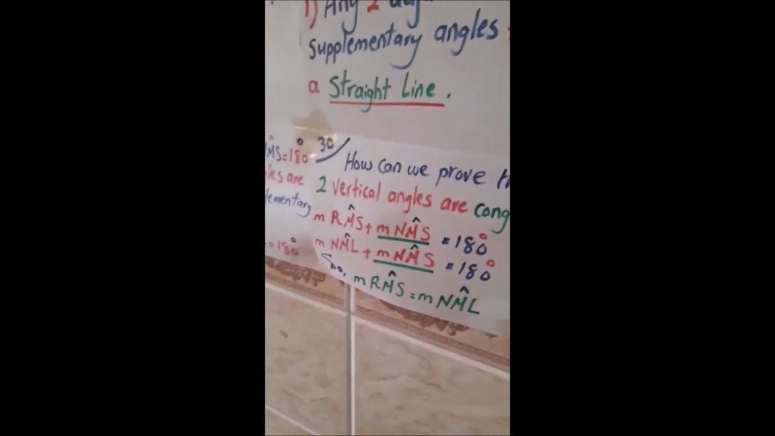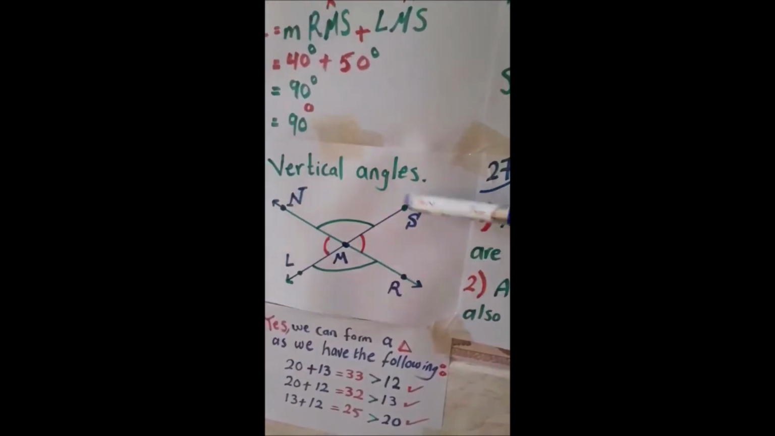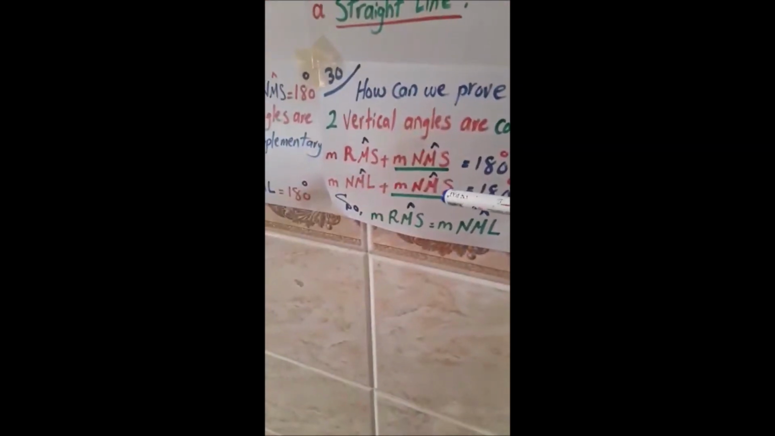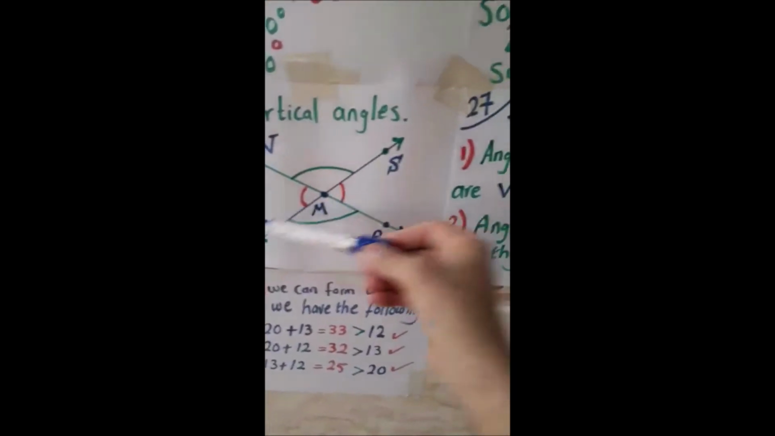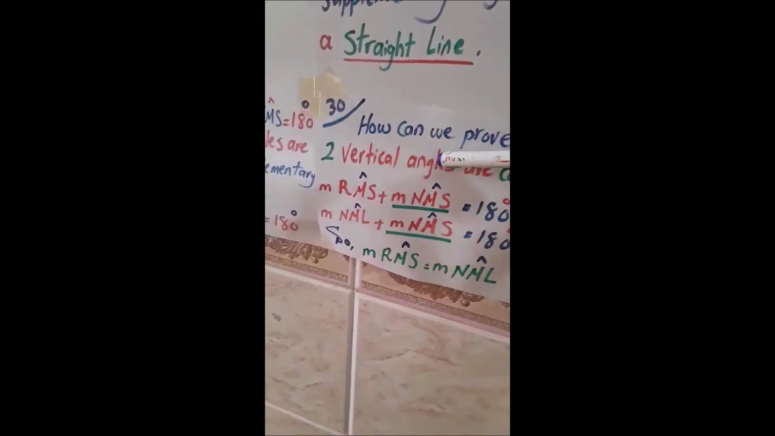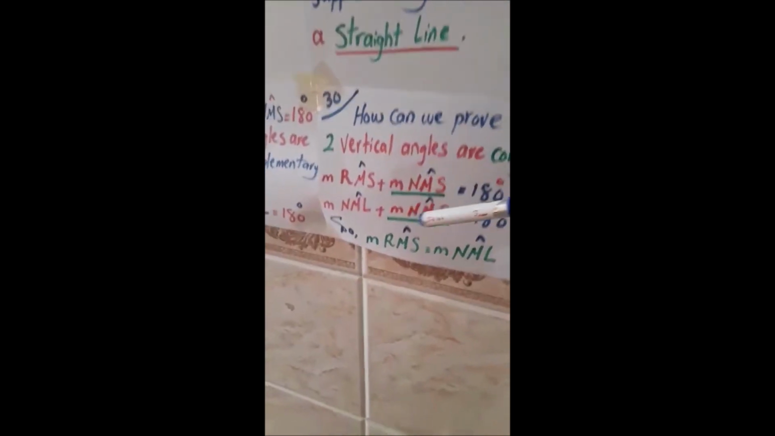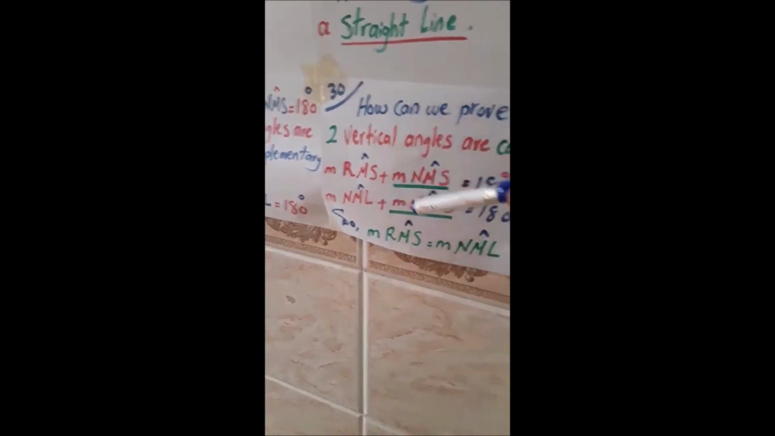Here it says, measure of RMS and NMS. Now we say this one with this one will give me 180, and NML with NMS again, NML, and NMS the same. As you see, guys, here we have the same common angle, which means that the measure of RMS and NML, they are congruent.